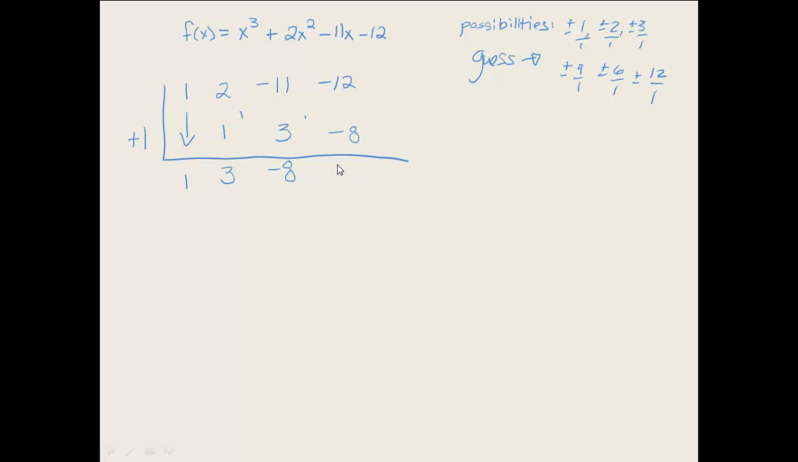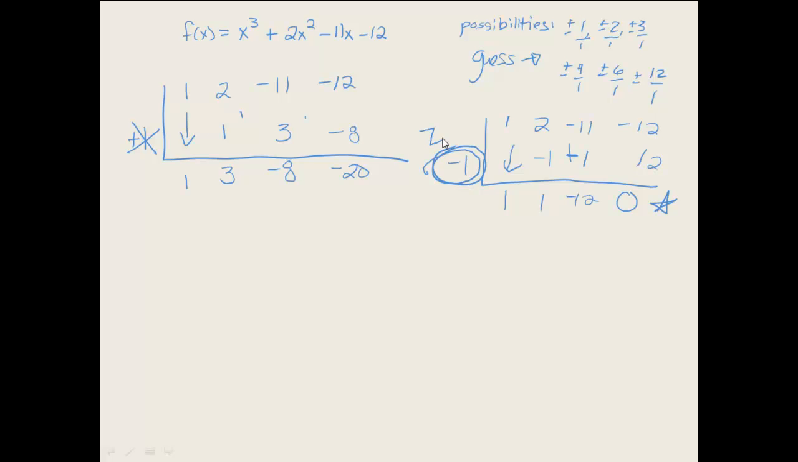Okay, now notice I did not get a remainder of 0. So what that tells me is that positive 1 does not work. So now I can set up another synthetic division problem. Bring my leading coefficients down again. And now I can pick a new one. So I'm going to try negative 1. And I would repeat the process again. Okay, now notice this time I got a 0, which tells me that this negative 1 I picked out in front is a 0.